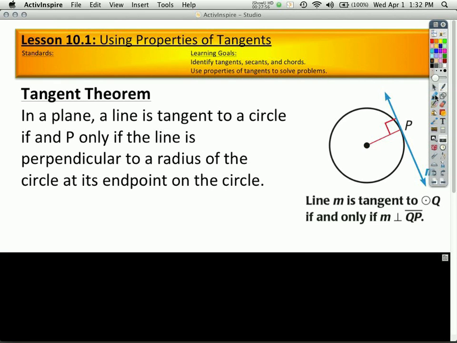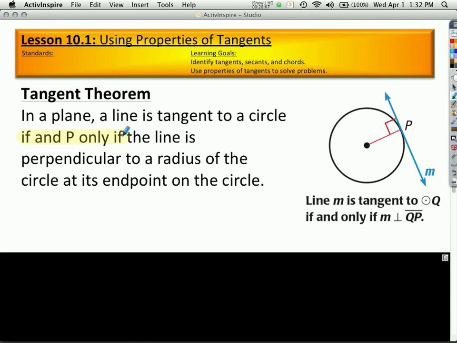I want you to pay particular attention to the way that it's written. In a plane, a line is tangent to a circle if and only if the line is perpendicular to a radius of the circle at its endpoint on the circle. There's a typo in the text, an extra "if". What does the "if and only if" tell us? Tells us something very important. Good, we got a bunch of people. Jada?